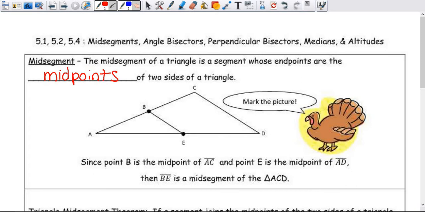So, since B is the midpoint of AC, I should mark those parts as congruent, AB and CB. And then, if point E is the midpoint of AD, then I should mark AE congruent to DE. Then that makes BE a mid-segment because it joins two midpoints, B and E. All right, here were your midpoints.